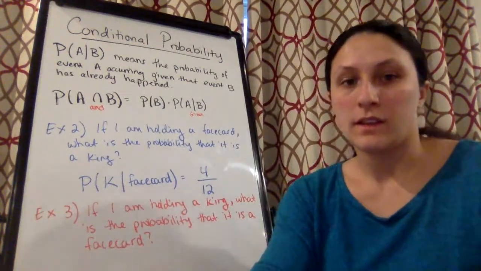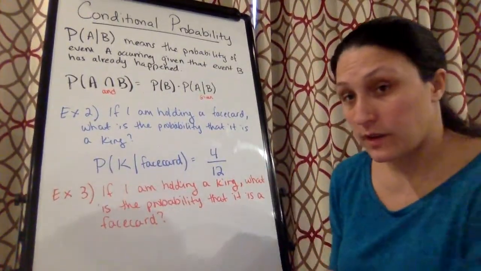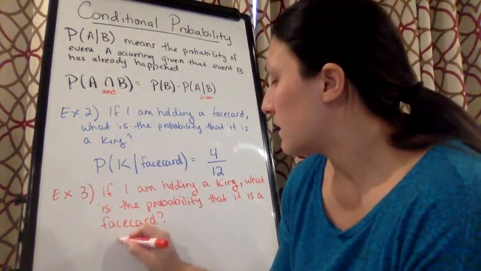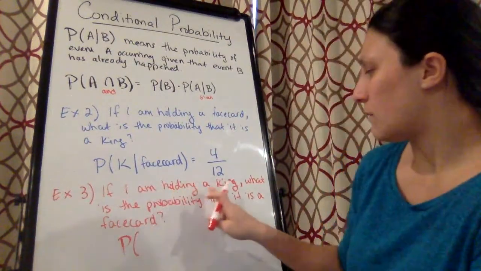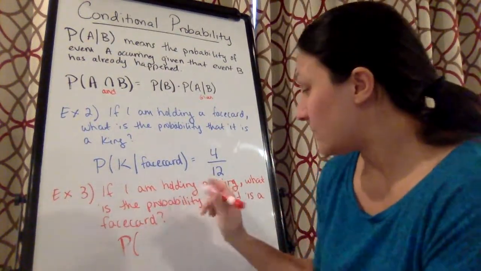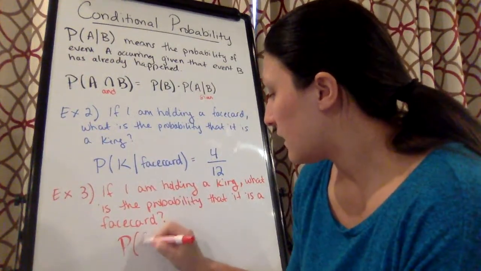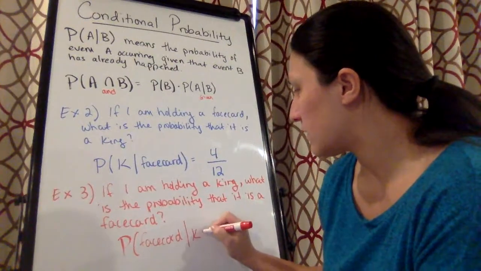Okay, so this is still a conditional probability, but I have flipped the order now. So now I'm telling you that I'm holding a face card. No, I'm telling you that I'm holding a king. See, even I have to do them slowly. Okay, I'm telling you that I'm holding a king, and I'm asking what's the probability that it's a face card.